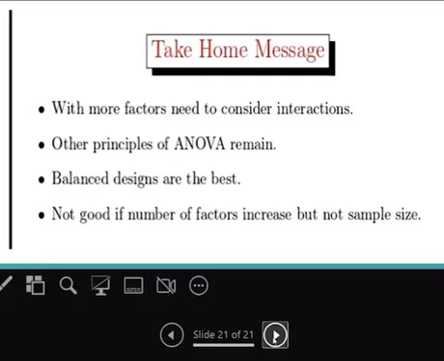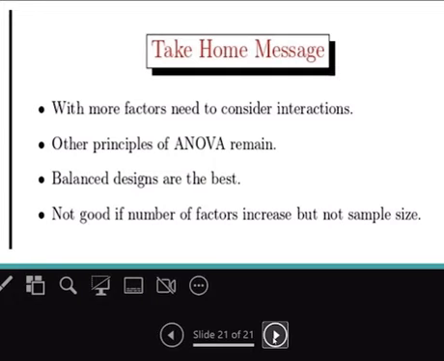They're not good if the number of factors increases. I told you, when the number of factors increases, you're going to spend money, and it's going to take time running experiments on different treatment combinations. But there's a difference between when the sample size increases and when the number of factors increases. When the sample size increases, that's good. You remember we need a large sample?